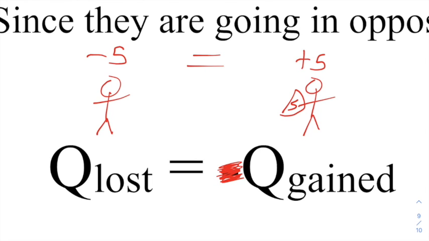Now, does negative 5 equal positive 5? It does not. So how do you make negative 5 equal to positive 5? You include a negative sign. And if you include a negative sign, then you have negative of positive 5. So now everything works out.